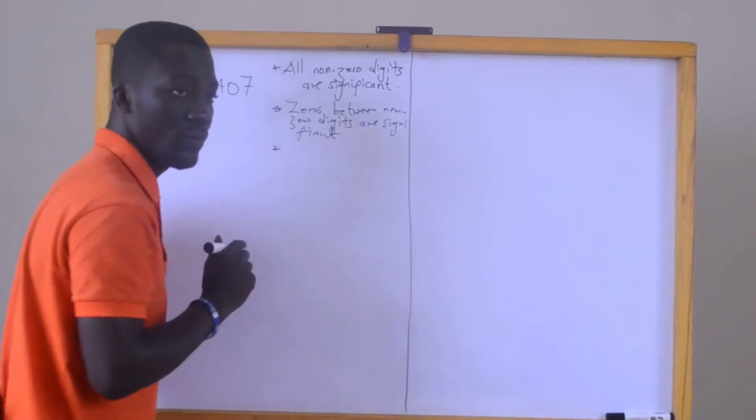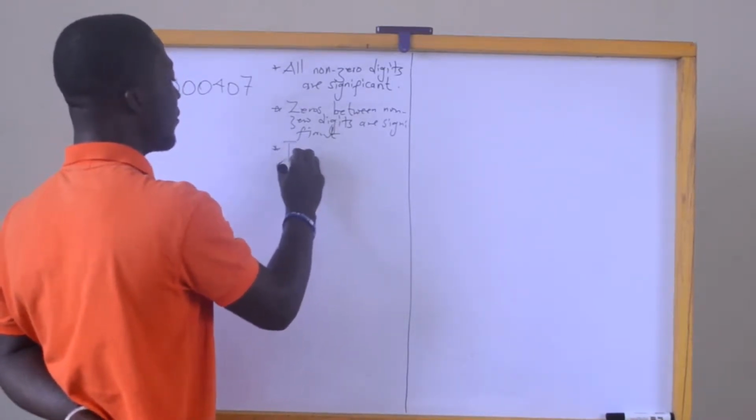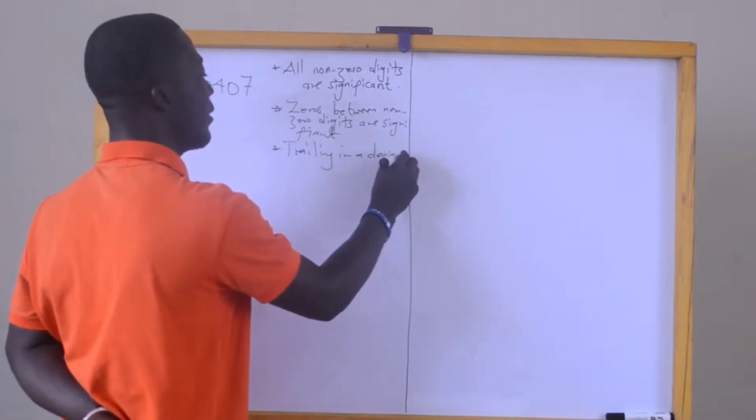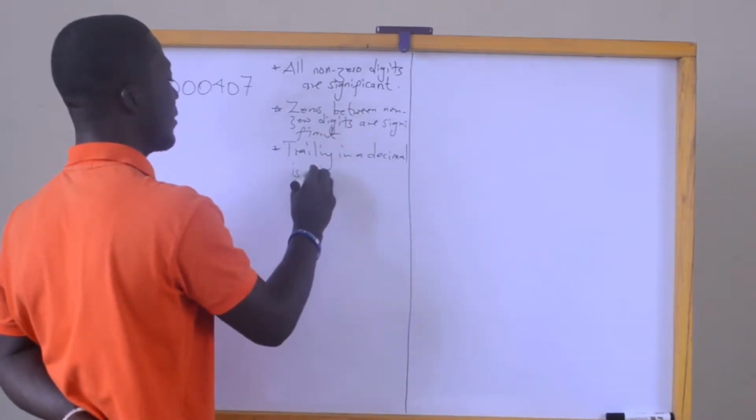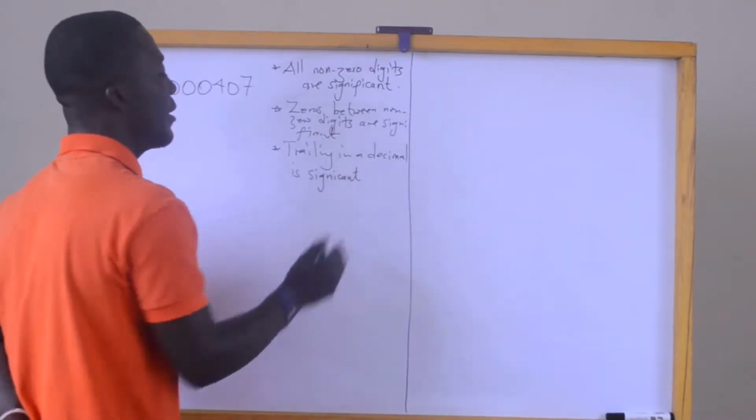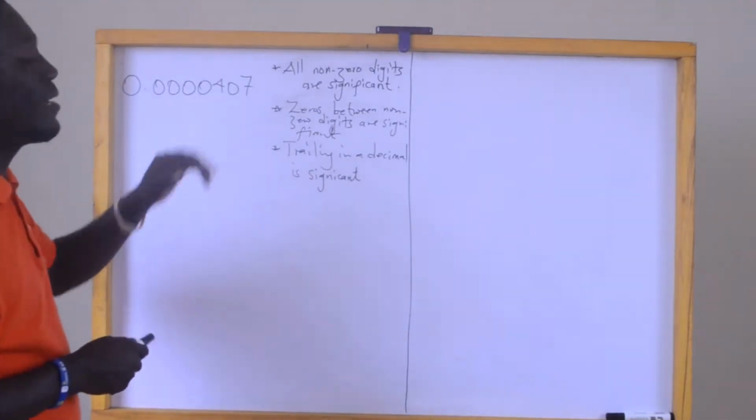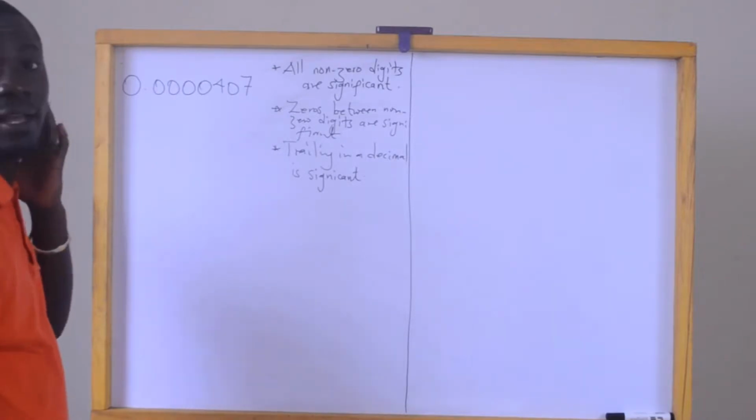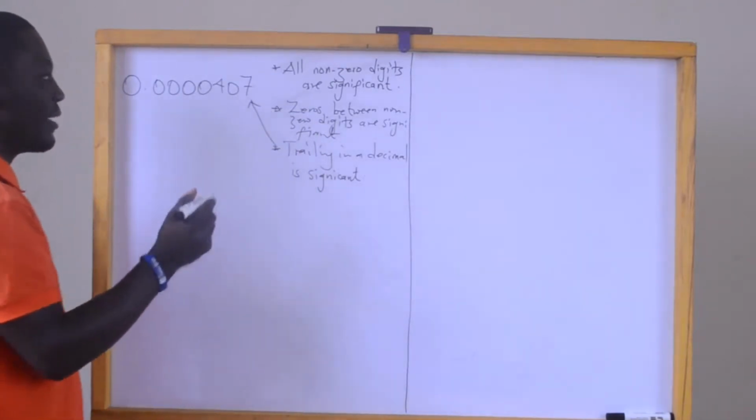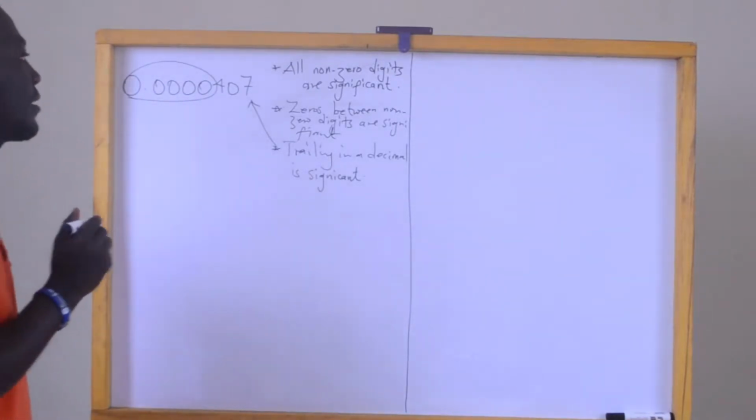And the last rule states that trailing zeros in a decimal are significant. Trailing zeros in a decimal are significant. Let's see. Since this is a decimal number, we are going to apply the third rule. So by the third rule, it means that 0.0000, all these zeros are insignificant.